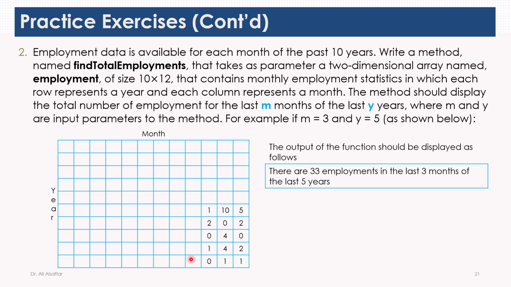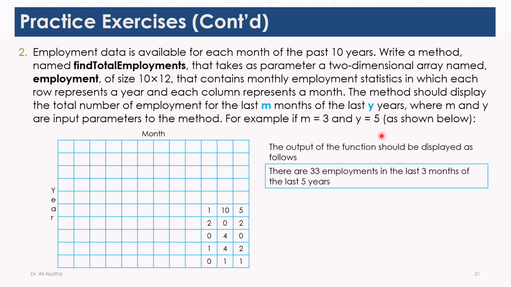Where are the last 5 years? As you know, rows are the years. So here are the last 5 years. And if we talk about the last 3 months, we go for columns, and these are the last 3 months. So we need to process only a portion of the array, only this part. We need to do a calculation to tell us the row number and the column number if we want to refer to the last m months and the last y years. And for the output, the method will display the number of employments in the last 3 months, where 3 is the value of m, of the last 5 years, where 5 is equal to y.